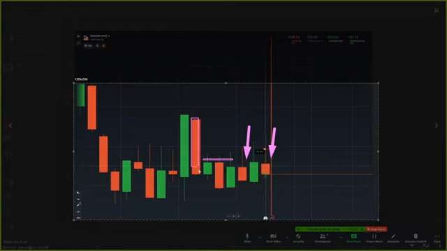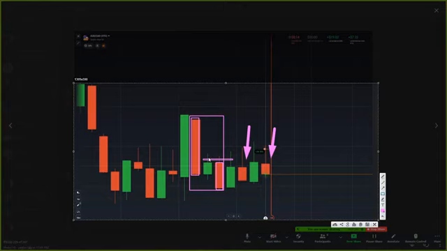I see the red and I see another red. After this one, I observe three of them: mother, father, and son in the middle. Very beautiful family. I see this one failed to break the extreme level of this one, and then immediately gapping.